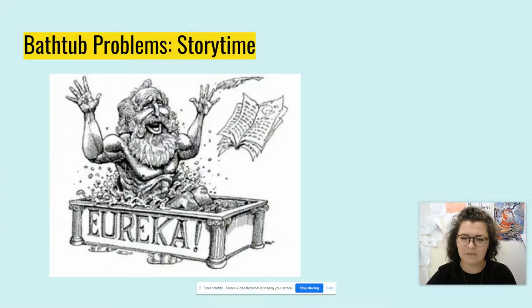Now, it's kind of story time. We have bathtub story time with these bathtub problems. So there once was a man, and his name was Billy Bob. Sure, we'll just call him Billy Bob. Billy Bob had a long day at work, and he just wanted to take a nice hot bath and soak so that he didn't feel so old.